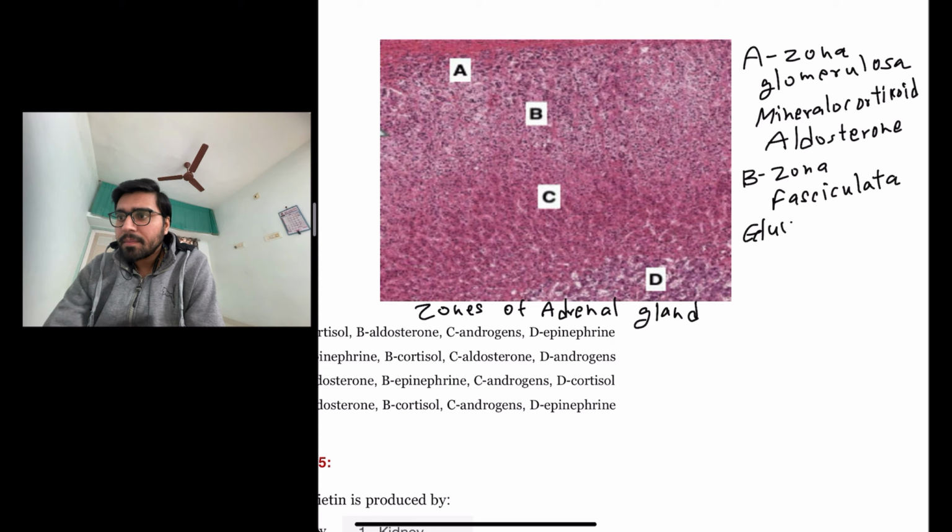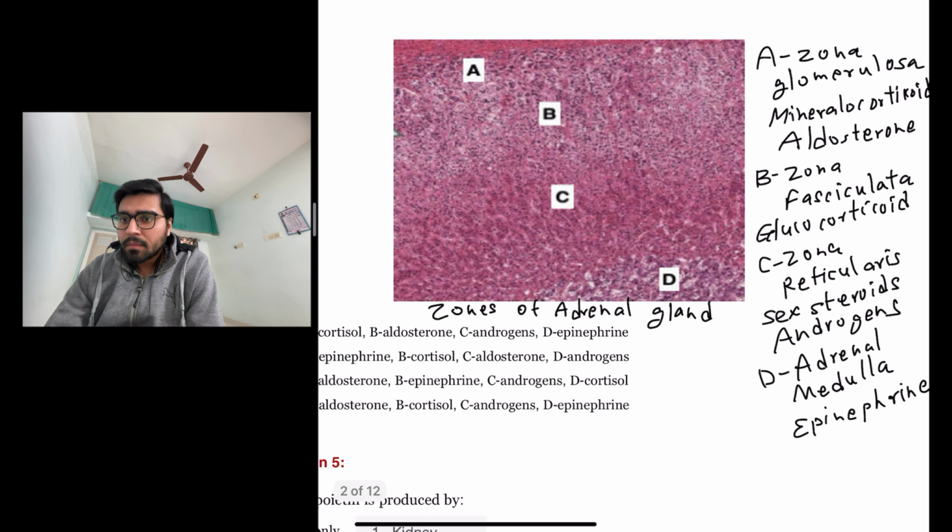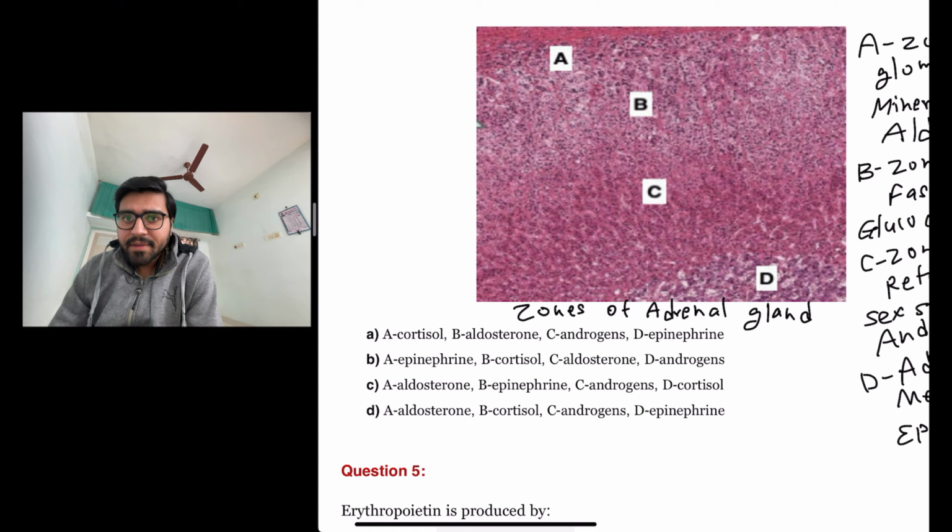which secretes glucocorticoid. C is zona reticularis, which secretes sex steroids like androgens. And D is adrenal medulla, which secretes epinephrine. So the answer here is D. Aldosterone, then cortisol, then androgen, and then epinephrine.